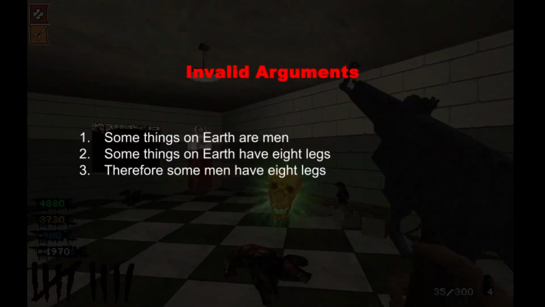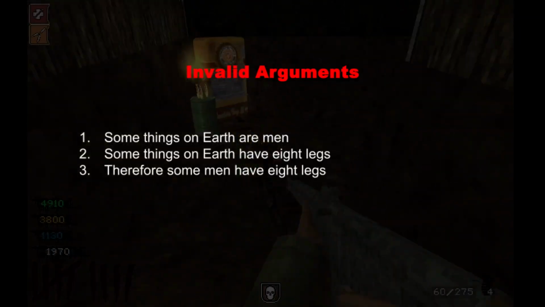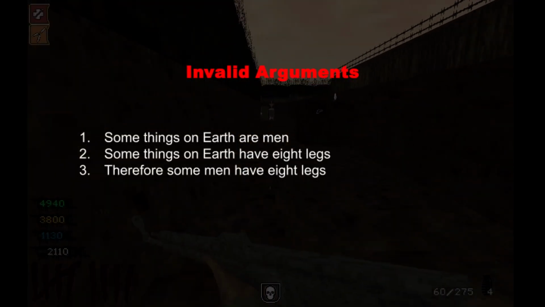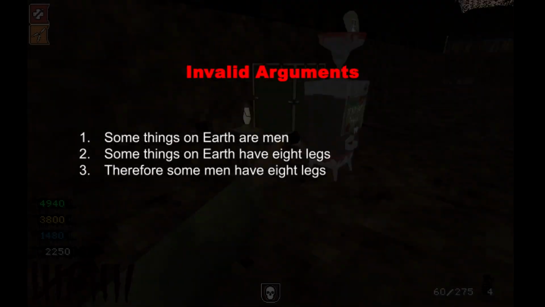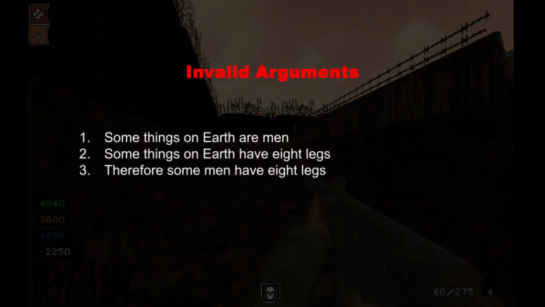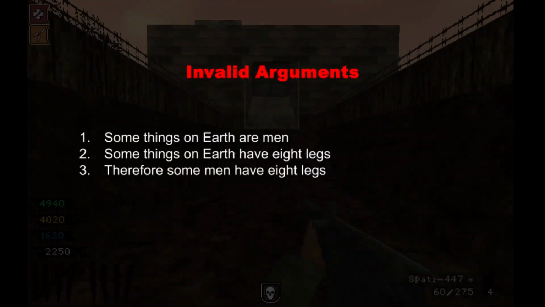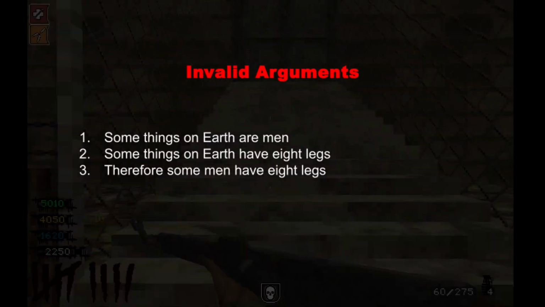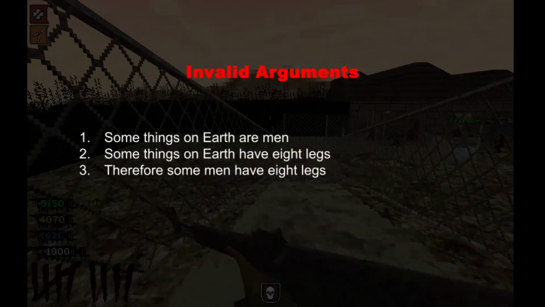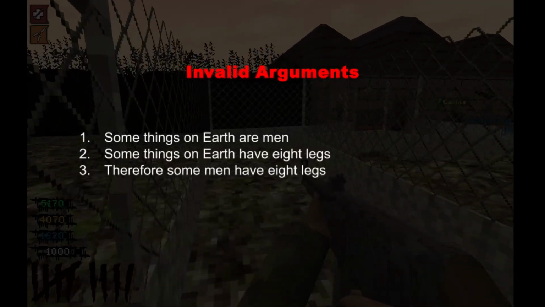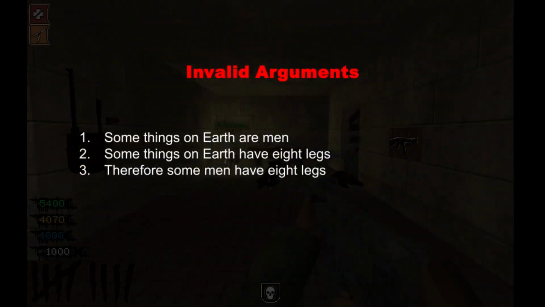So here's an example of an invalid argument. Some things on earth are men. Some things on earth have 8 legs. Therefore, men have 8 legs. Now, clearly, there's humans on earth, and there's spiders on earth which have 8 legs. These two things are not overlapping categories. So clearly, we know this conclusion is false. And since we know that obviously the two premises are true, somewhere in this argument we've given an invalid inference. That being, we have an invalid deduction.